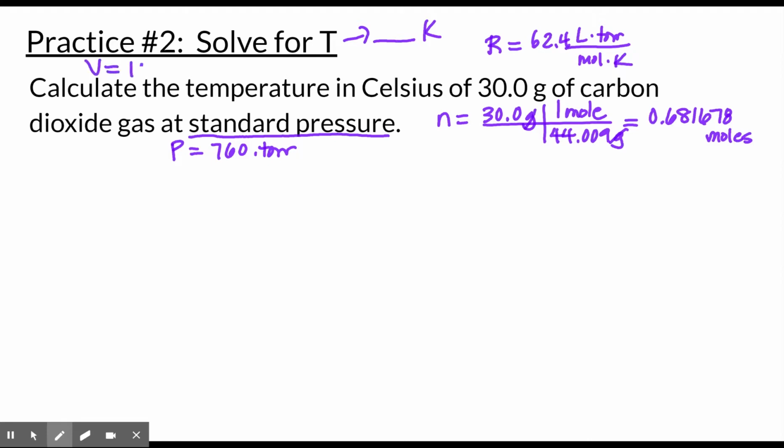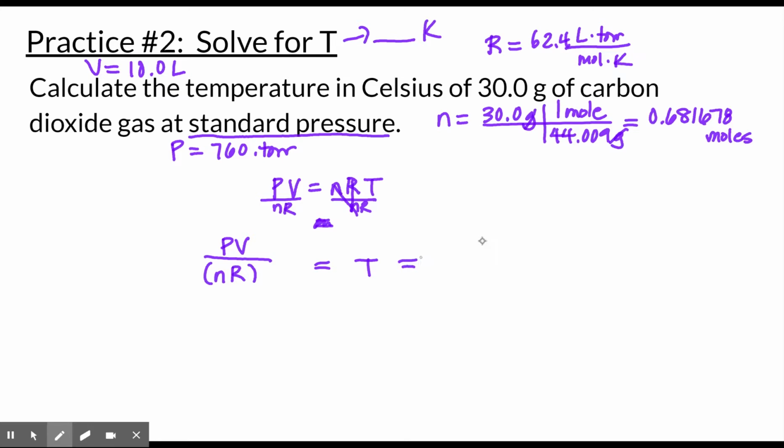So let's go ahead and solve for temperature. P times V equals moles times R times T. So we have to isolate T by dividing both sides by N times R. Therefore, temperature is going to be P times V divided by N times R. So pressure is 760, volume is 10 liters, all over moles, which is 0.0681678 moles, times R, which is 62.4.